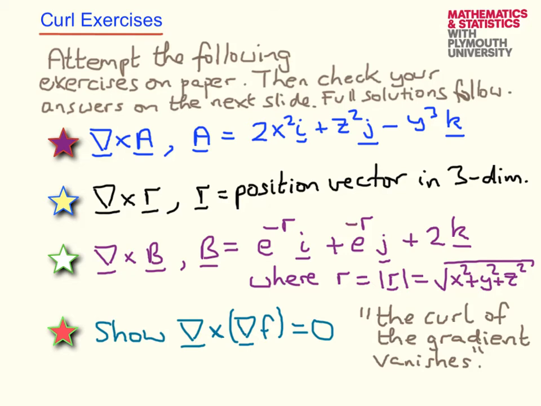So the aim of this podcast is to give you practice in calculating the curl of a vector field, and there are 3 such exercises, and also to show an identity which the curl and the gradient satisfy. So what you should do is write down the questions, tackle them with pen and paper, and then you can come back, look at the next slide, see if you've got the answers right.